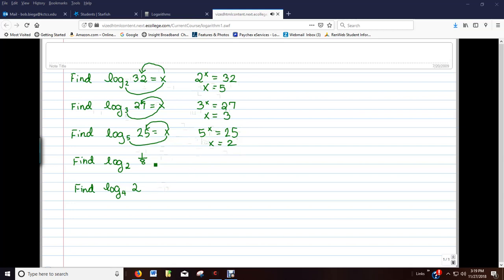Alright, now here's a tougher one. Let's take a close look at this one. Let's rewrite it in the same fashion. 2 to the x equals 1/8.